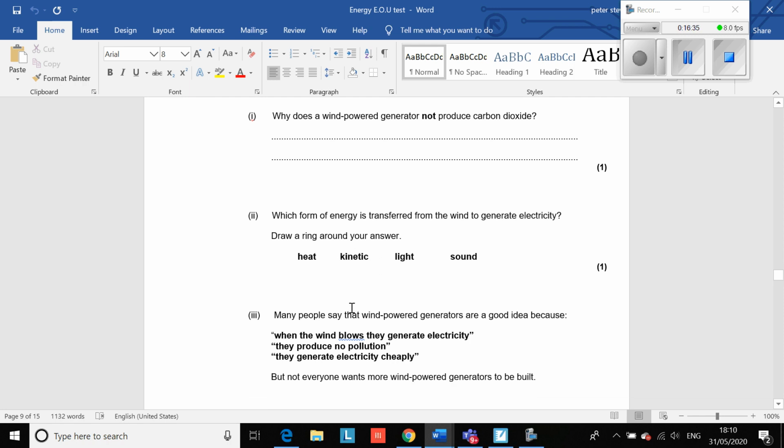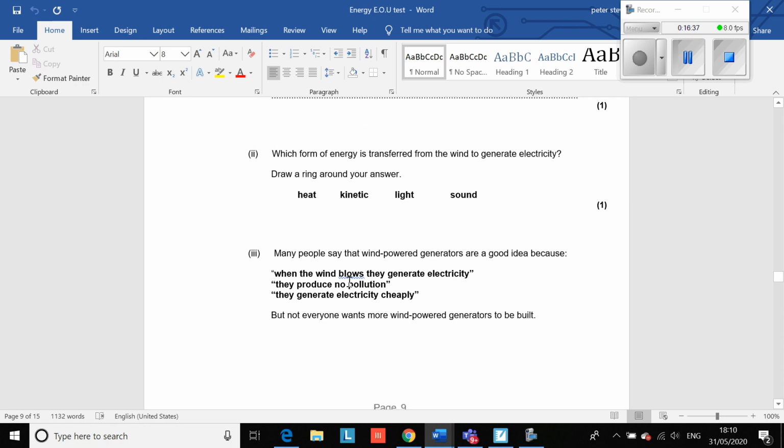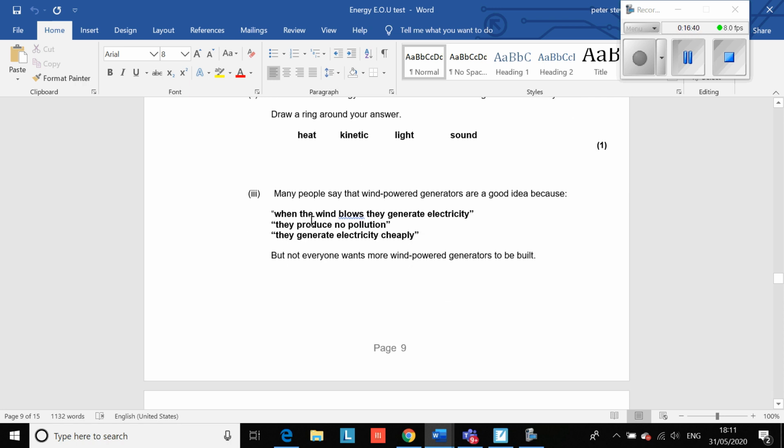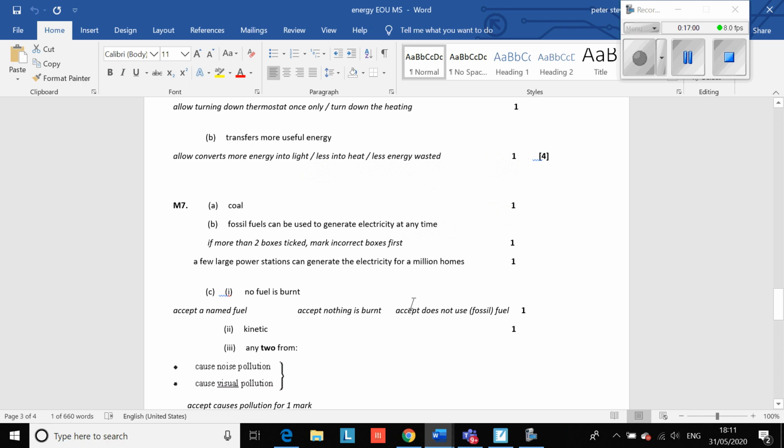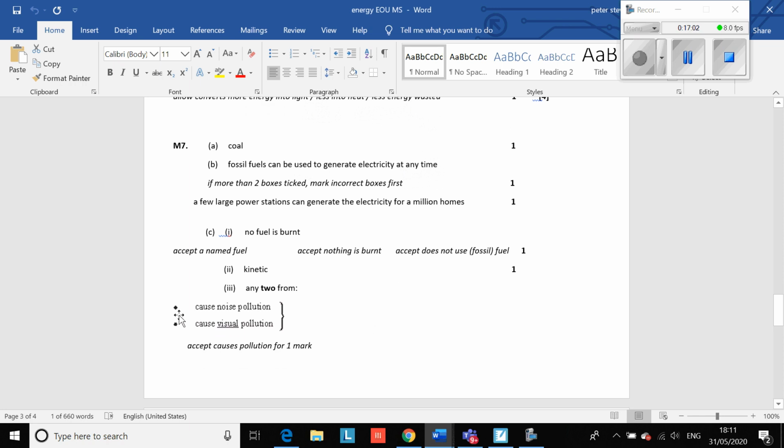Many people say that wind-powered generators are a good idea because when the wind blows, they generate electricity, they produce no pollution, they generate electricity cheaply. But not everyone wants more wind-powered generators to be built. We've got some protesters there. What reasons may be given by the people who think that wind power generators are not a good idea? These would be some of the possible ideas. They cause noise pollution. Maybe they're not very nice to look at. Visual pollution.